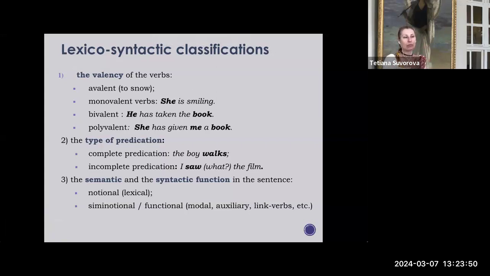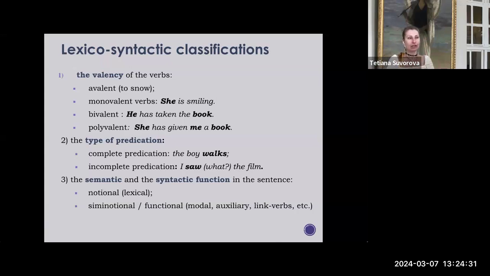Monovalent. So, for example, she is smiling. Then we can use something like at me, for example. So from one side, or from the left side, we can use the subject, the only required element. Bivalent, on both sides. He has taken the book. Take, and we want to add something. So we add just one object and the subject, on the left and on the right hand of valency.